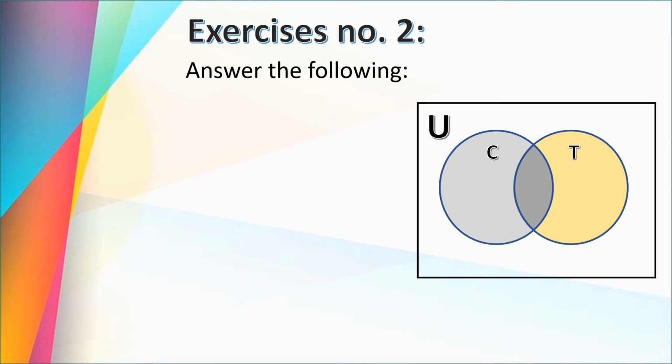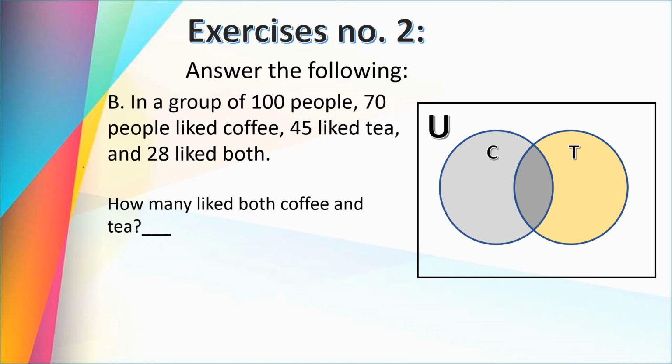Okay, let's answer problem letter B. In a group of 100 people, 70 people like coffee, 45 like tea, and 28 like both. So, tulad kanina, we need to first accomplish the Venn diagram here para makuha natin yung ating mga sagot sa follow-up questions natin. So, analyze muna natin. At yung tulad ng tip ko sa inyo, lagi kayong backward maglagay ng data.